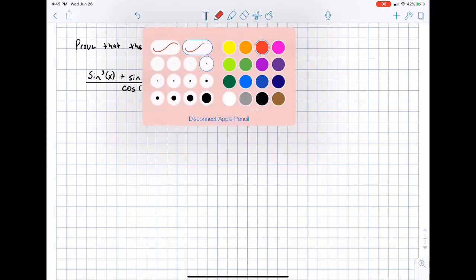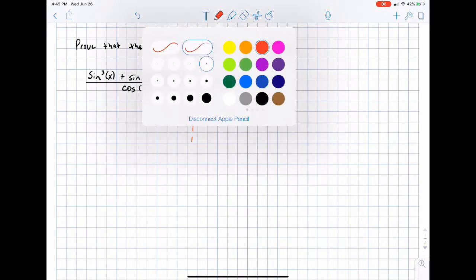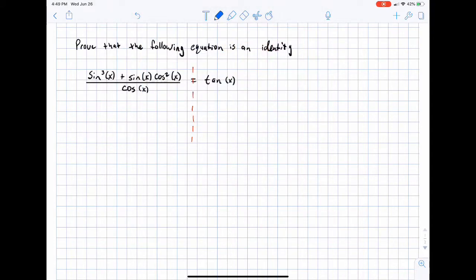So remember, the first thing I want to do is draw a little line down the center so that I know I'm not crossing over that line and doing operations on both sides of the equation. Looking at this, I'm going to most likely choose the more complex side of the equation to work on, which in this case is the left-hand side.